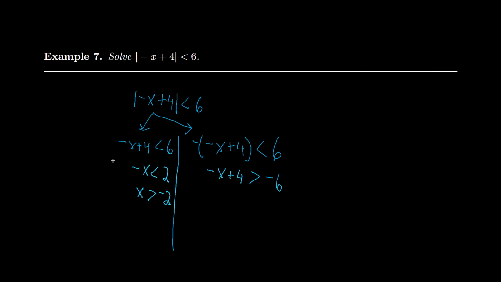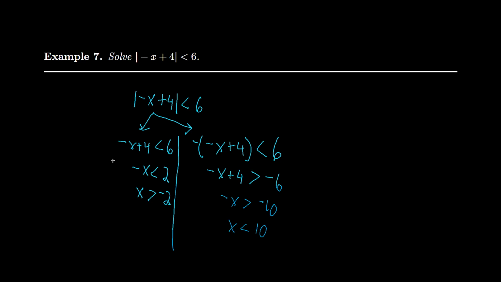We're going to subtract 6 from both sides and get that -x is greater than -10. And then we'll finally get that x is less than 10. So x needs to be greater than -2 and less than 10. That's cool, you've answered it. Now, what if I asked you to write this as a compound inequality?